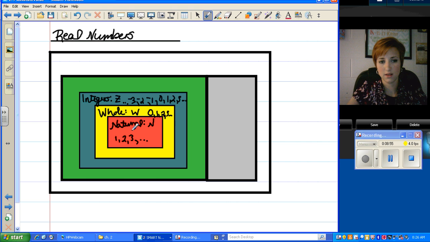So once again, our natural numbers are also whole and integers. They're in all these groups, the same way whole numbers are also in integers.